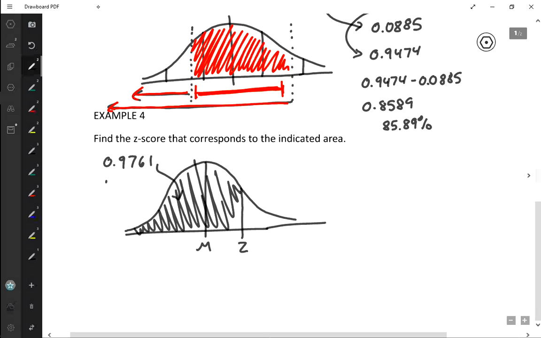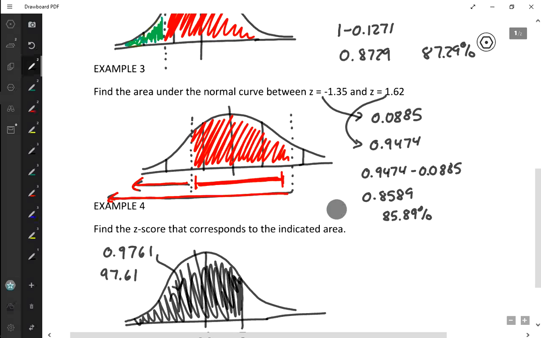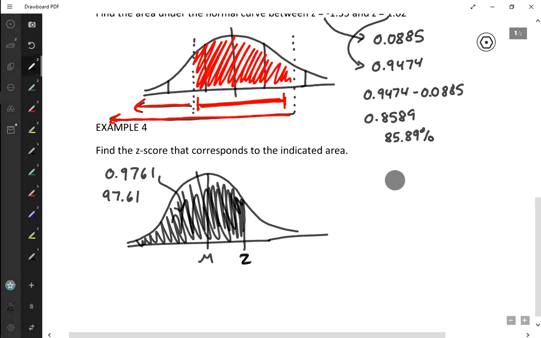0.9761. So 97.61% of the data is in this region right here that I've written. The question is, what is that z-score? So we're asking the exact opposite question. Instead of starting with the z-score and coming up with the area, I'm telling you the area, and I want you to find that z-score. So that's all the area to the left of this z-score right here.